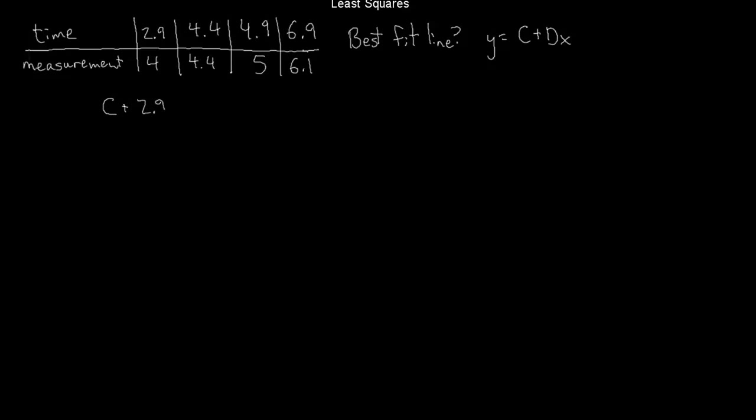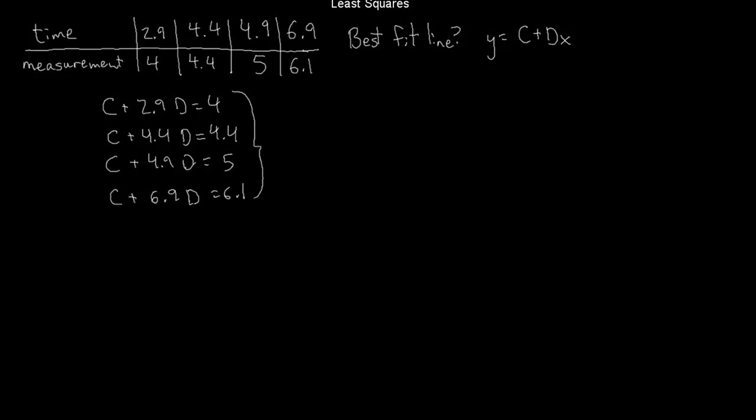And I wish this data lay on a line. Maybe it doesn't, but let's pretend that it did, a line like c plus dx. If this data did lie on a line, and the time is the x-coordinate and the measurement is the y-coordinate, then you get 4 equations. Plug in 2.9 and you should get 4, plug in 4.4, you should get 4.4, plug in 4.9, you should get 5, and plug in 6.9 and you should get 6.1.